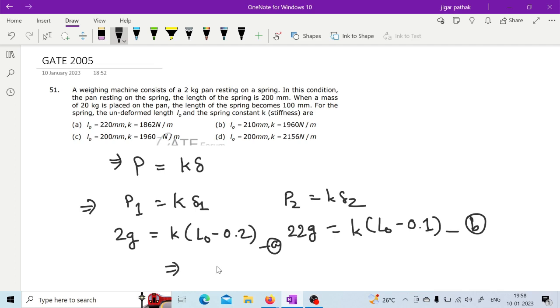If you take B by A, let us say, then 22 by 2, K will be cancelled, equal to L0 minus 0.1 by L0 minus 0.2. So this will give you L0. Can you tell what is L0 from this?